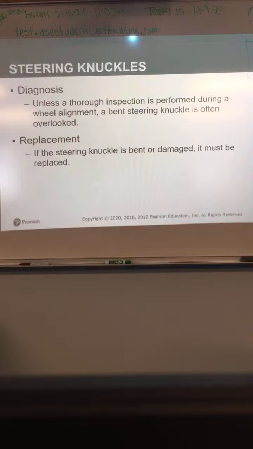Steering knuckle. If a steering knuckle has any type of damage, it has to be replaced. Cannot do a repair on a steering knuckle.